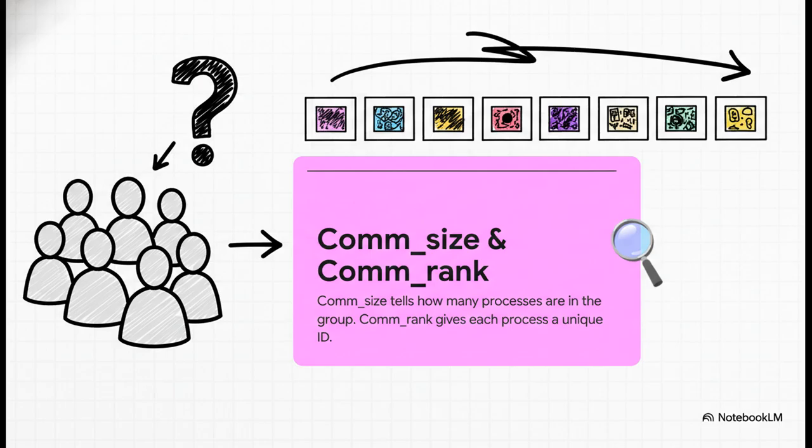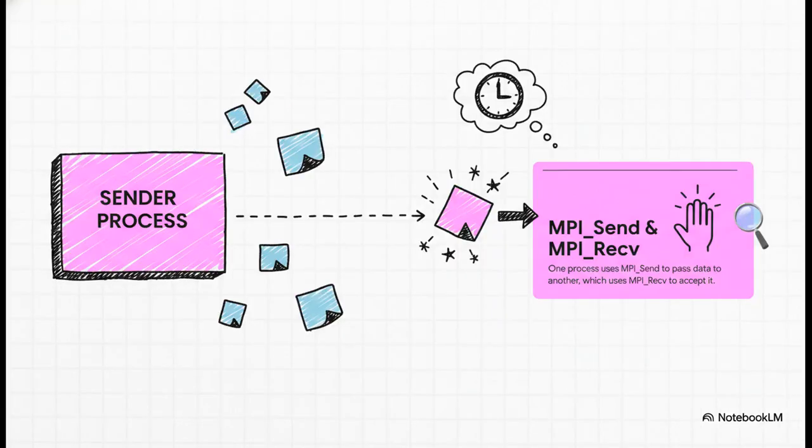Now, once the meeting has started, you need a little organization. MPI_Comm_size basically does a head count. It answers the question, how many of us are on the team today? Then you have MPI_Comm_rank, which gives every single process a unique name tag, an ID number that starts from 0. And this right here is absolutely critical. I mean, without a unique rank, how could you possibly tell one process to do one job and another process to do something totally different? You couldn't.